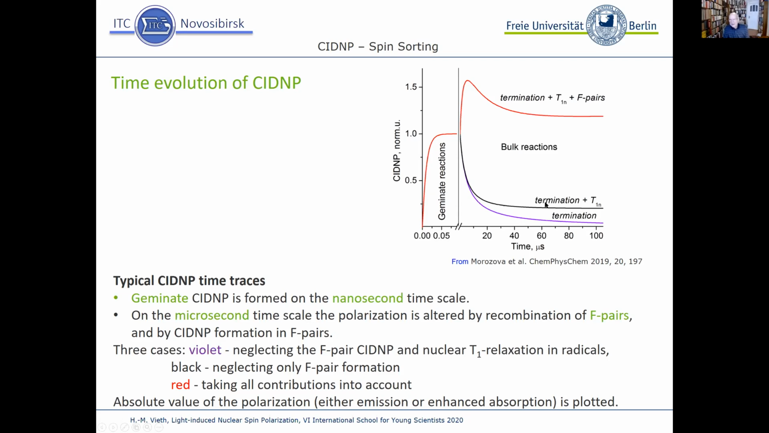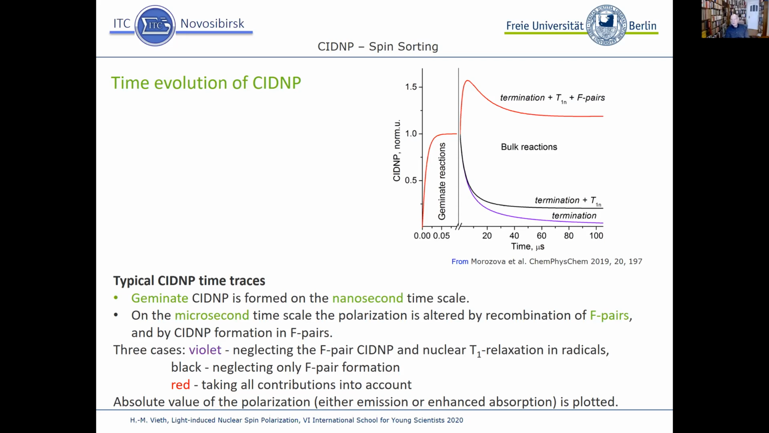Or here, that is in the violet curve. If you add the nuclear spin relaxation in the radicals, the alpha spins which are left in the bulk radicals are partly changed to the beta orientation. So the termination is not as efficient as you might expect.